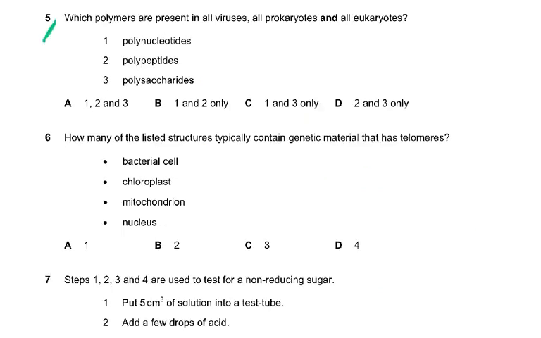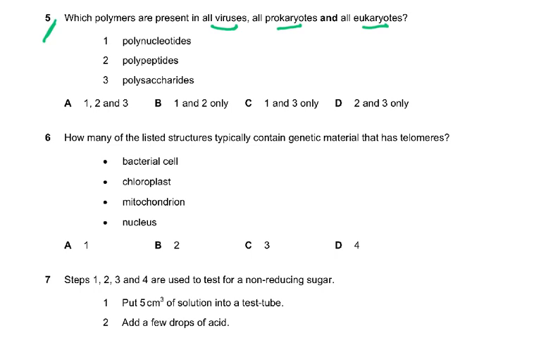Then coming to question number 5, which polymers are present in all viruses, all prokaryotes, and all eukaryotes? Viruses all have a nucleic acid, DNA or RNA, and a protein coat, and some have a phospholipid bilayer outside it. Prokaryotes all have a cell wall made of peptidoglycan, a cell membrane, cytoplasm, 70S ribosomes, and circular DNA. All eukaryotes means all plant cells, all animal cells, all fungus cells. So which polymers are present in all viruses?